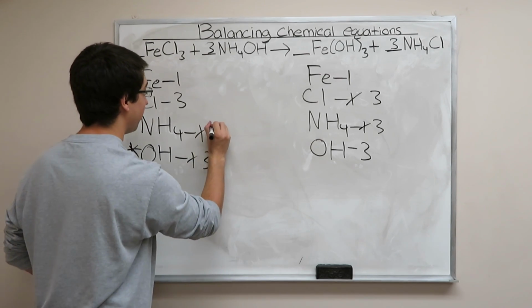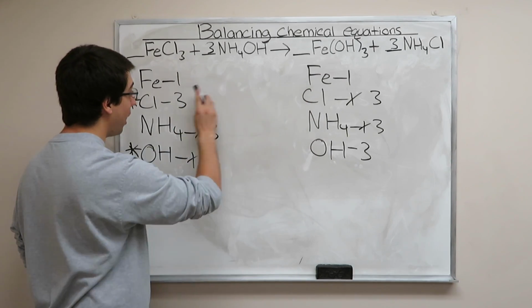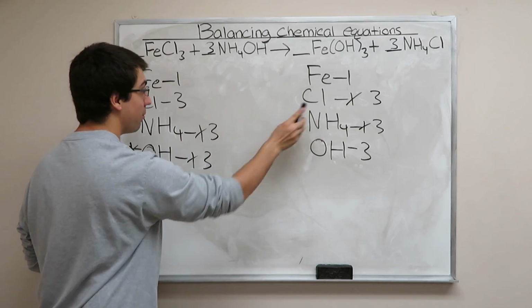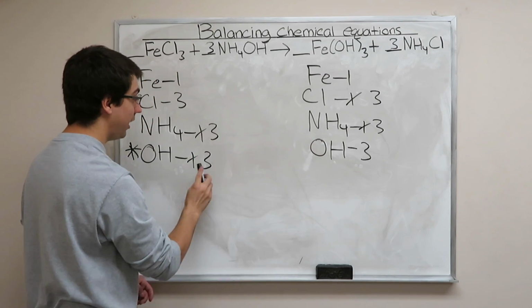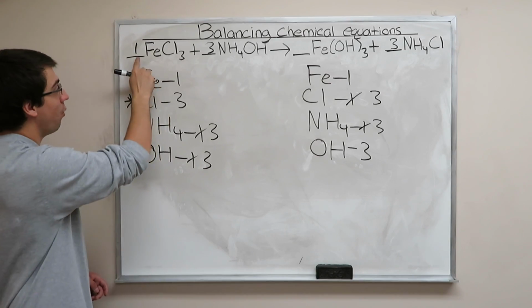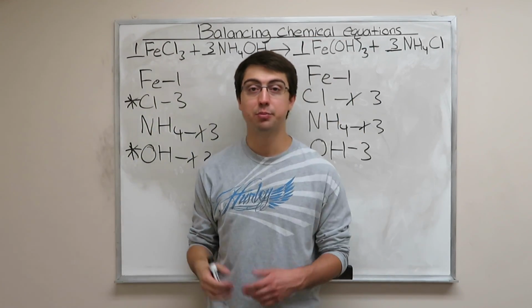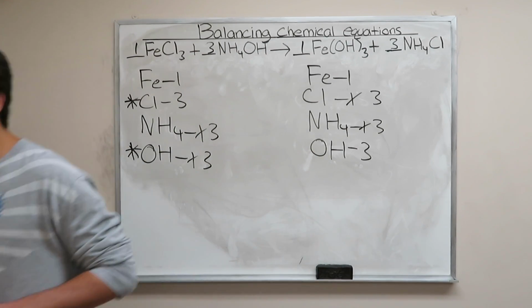but it also gives us 3 ammoniums. And if we compare, we have 1 iron, our irons are balanced, our chlorines are balanced, our ammoniums are balanced, and our hydroxides are balanced. And our coefficients would be 1, 3, 1, and 3. And this equation is balanced and you're good to go.